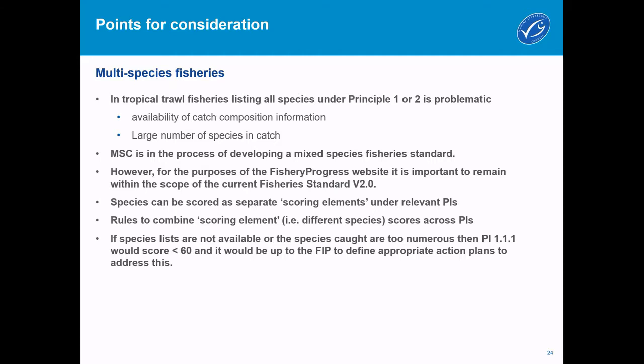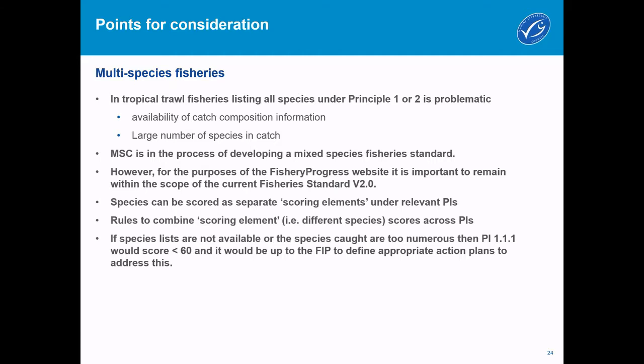So we recognise that as an issue, but even so, we do have to remain within the scope and intent of the fishery standards, and at present it would require each species to be listed as scoring elements under the relevant PIs, so it would be the outcome PIs, the stock status PIs, and there are rules on how to combine the scoring elements, so the different species scoring across PIs, which we can go into during the Principle 1 webinar.